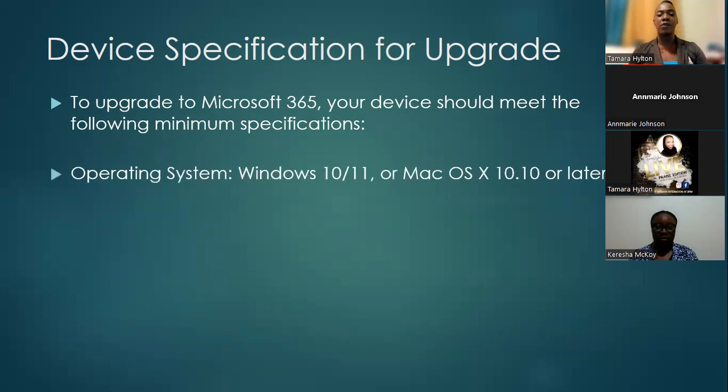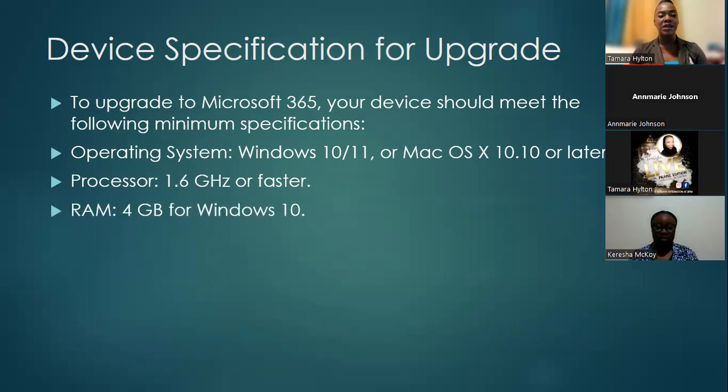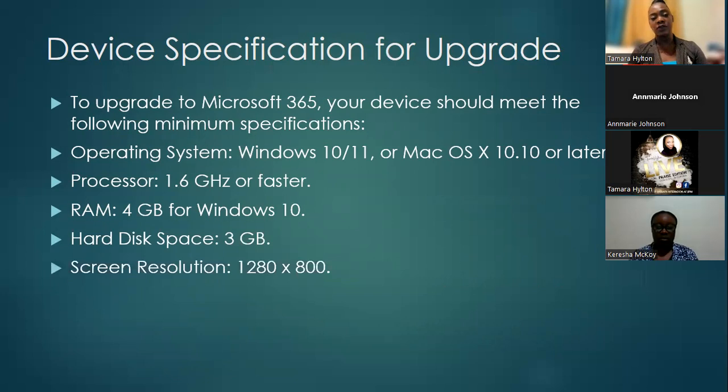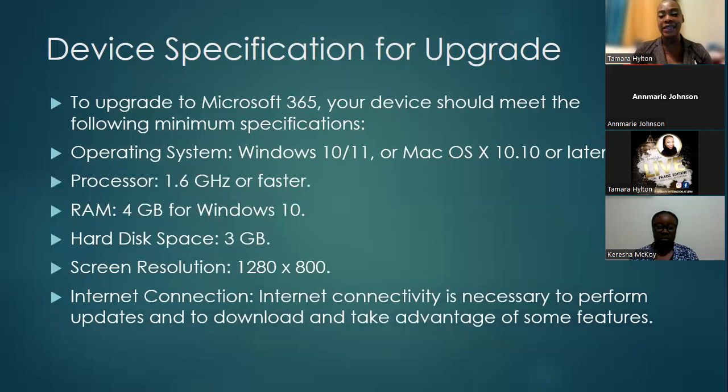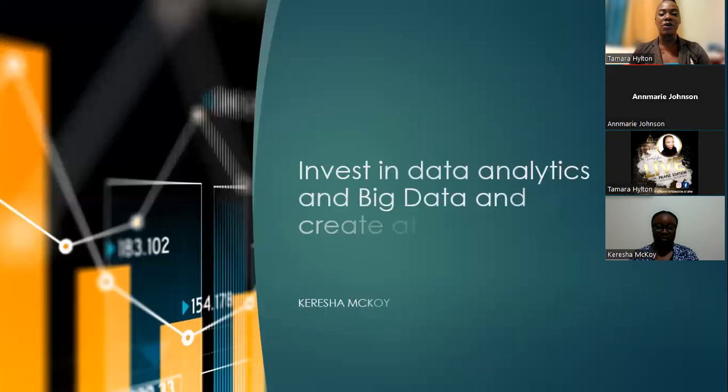So definitely you will need to have an operating system, Microsoft Windows 10 or 11, Mac operating system 10.10. You'll also need a processor of 1.6 gigahertz or faster, RAM of 4 gigabytes for Windows 10, hard drive space of at least 3 gigabytes. You will also need screen resolution of 1280 by 800. And finally, you definitely will need internet connectivity, as you will not be able to perform the various updates and download and take advantage of those features if you have no internet connection. So these are how you can go about upgrading.